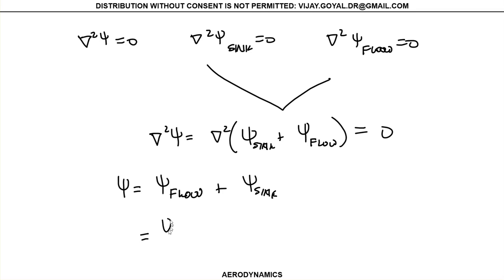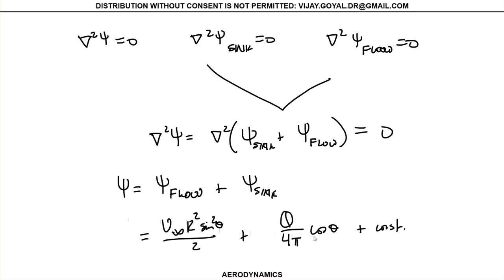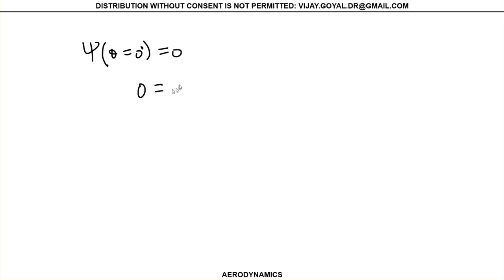In other words, it is going to equal u infinite r squared sine of theta squared over 2 plus q over 4 pi cosine of theta. Okay, so this is what we have as psi. And remember there's a constant here. If you wanted to find the constant, you would say what happens when theta is equal to 0. I know my psi has to be 0 because that's my streamline. So if I took this equation and put a 0 there, it goes away. Cosine of 0 becomes 1, so 0 equals 0 plus q over 4 pi plus the constant I'm looking for. And then from here, this constant will be minus q over 4 pi.